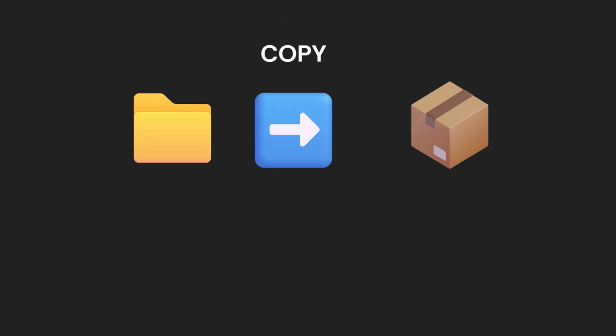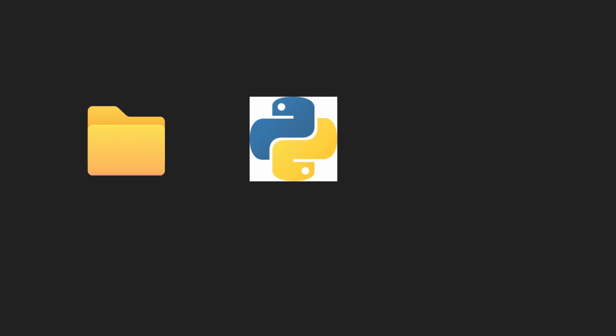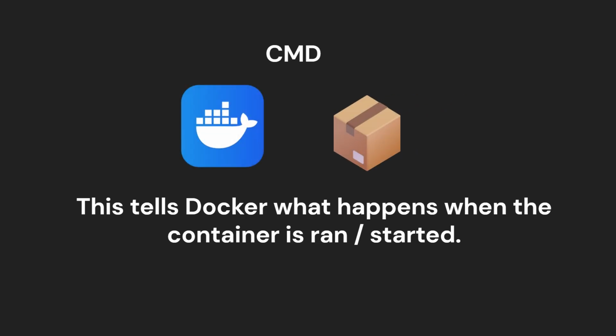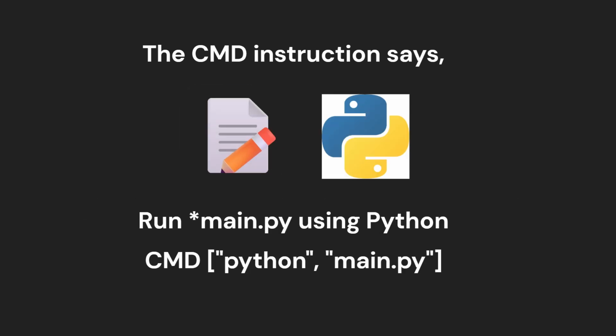COPY. Now we need to bring our project into the container. The COPY instruction copies everything from our project folder into the container's working directory. Without this step, our Python file wouldn't exist in the container. CMD. Finally, we tell Docker what should happen when the container starts. The CMD instruction says, run app.py using Python. Whenever someone starts a container from this image, this command runs automatically.